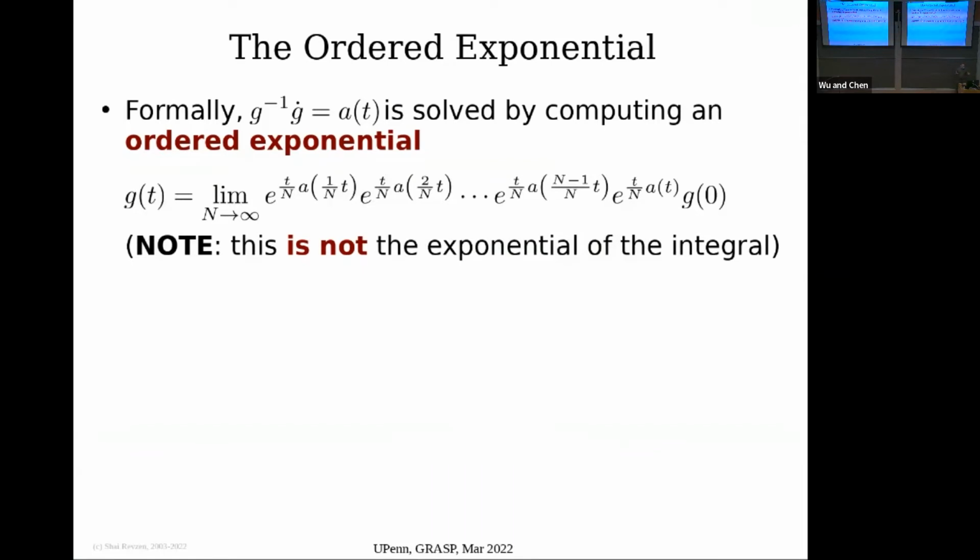What you end up with is this sort of extended product of pieces. So this is not the exponential of the integral. This is this limit of Riemann subdivisions of the path.